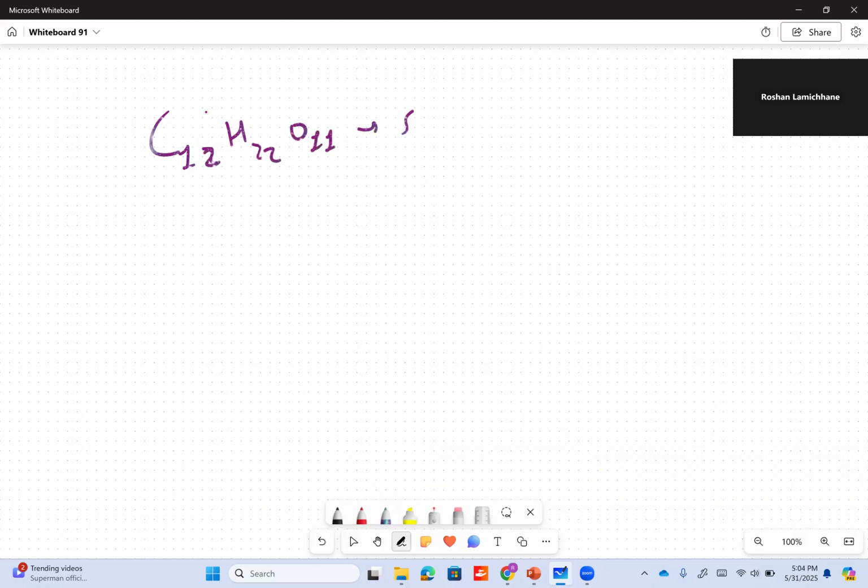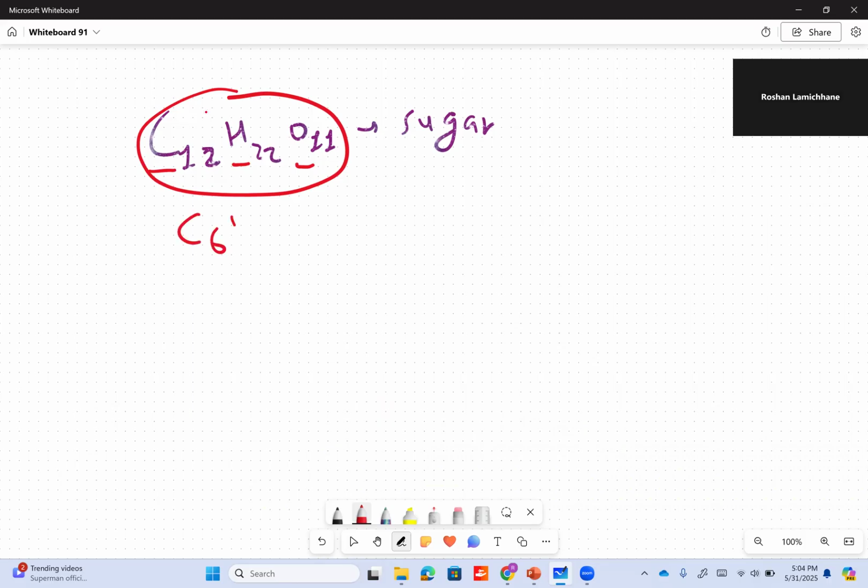C12H22O11. That's my sugar, right? Whenever it dissolves in water, even though it dissolves, it does not break apart into ions. This is one unit, right? That's why it's a non-electrolyte. Other examples are glucose, C6H12O6, and alcohol, ethanol.